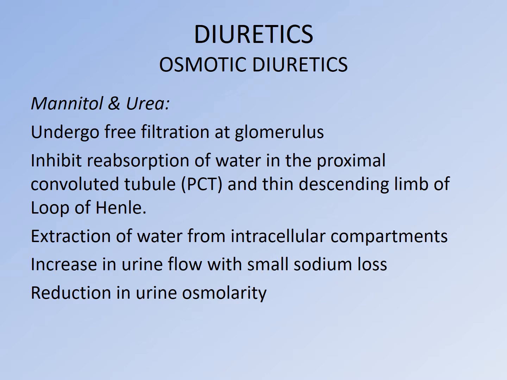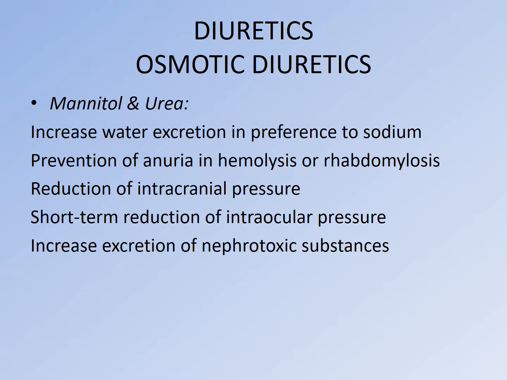The osmotic diuretics also have the ability to basically remove water from intracellular compartments and therefore will increase the extracellular fluid volume. As a result, you have an increased urine flow with very small or no loss of sodium, and as a result your urine osmolarity will actually go down. They will increase water excretion in preference to sodium and are used in situations of preventing anuria that may happen in situations of hemolysis or rhabdomyolysis, where you have a very high risk of renal dysfunction or shutdown.